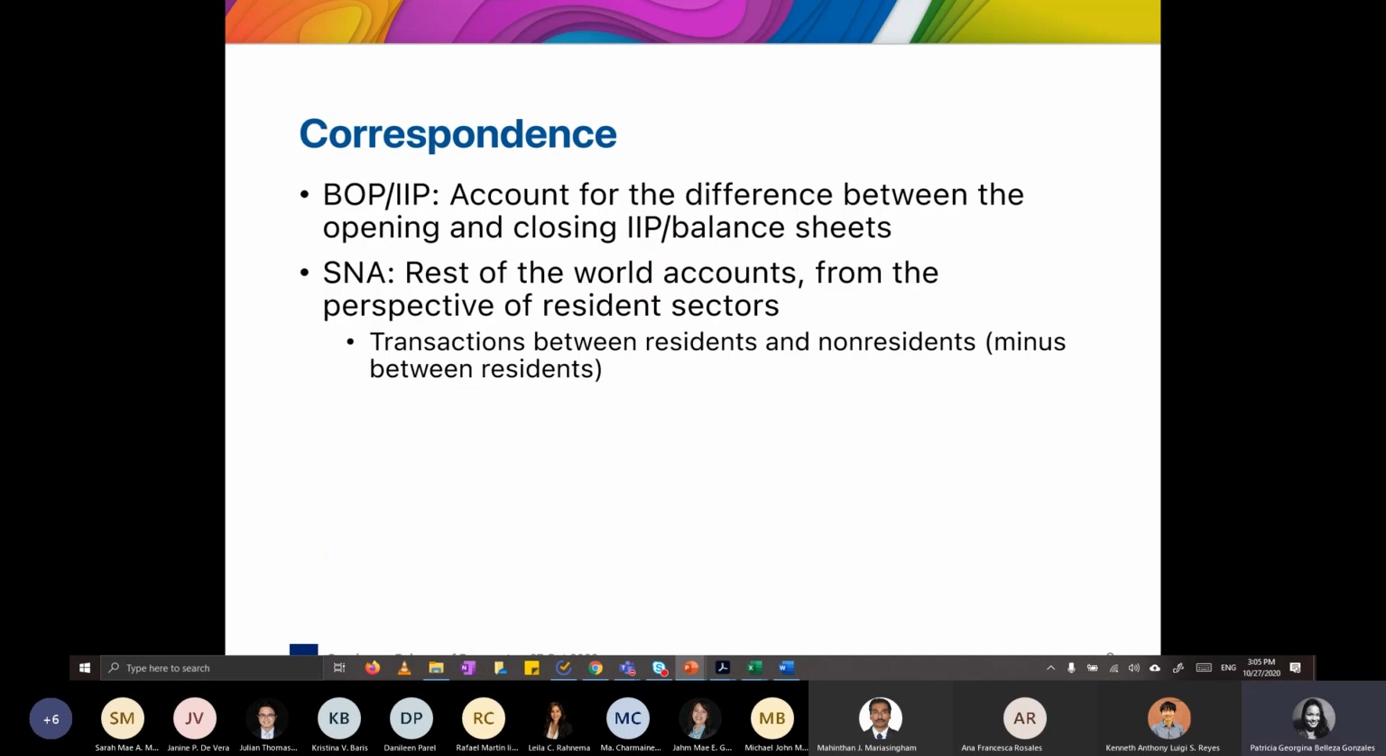So in SNA, the BOP is seen as the rest of the world accounts from the perspective of resident sectors. It's limited in a sense, like SNA is the broader framework. It's limited in that it only accounts for transactions and positions between residents and non-residents. So it does not include transactions and positions between residents. So it's the international account, the rest of the world account sector in the SNA.